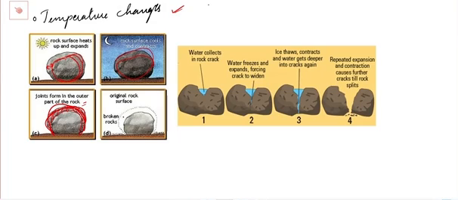So see, this is the original rock, and this is the broken rock. Those rock particles which are broken will settle here. This is what happens due to the temperature changes. And also see another example, which is also a temperature change, but with respect to water.